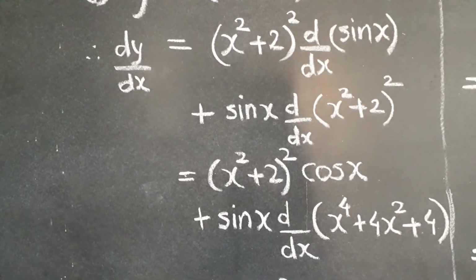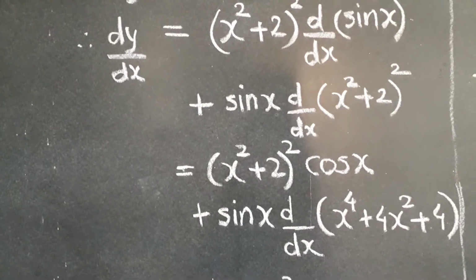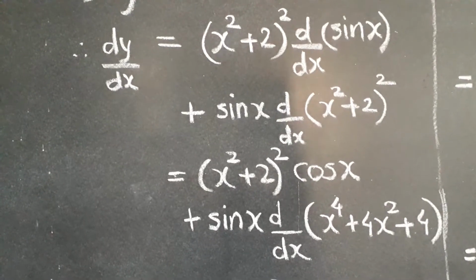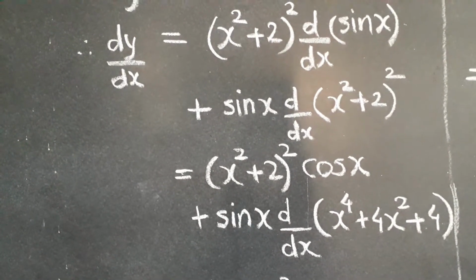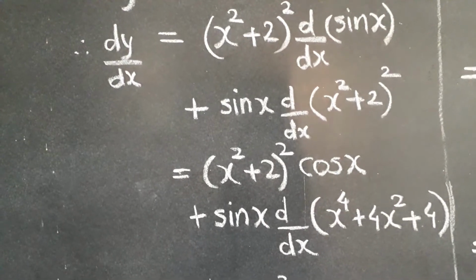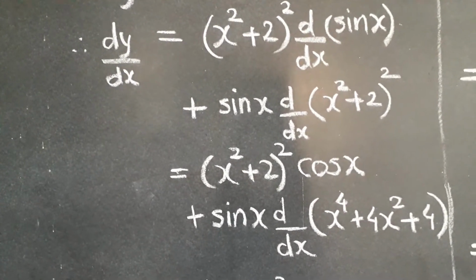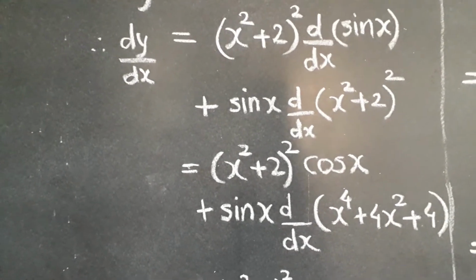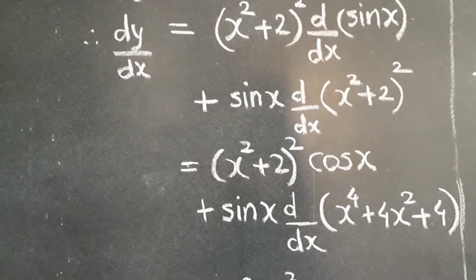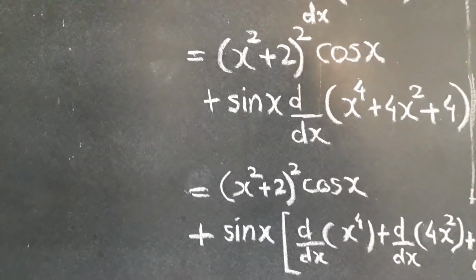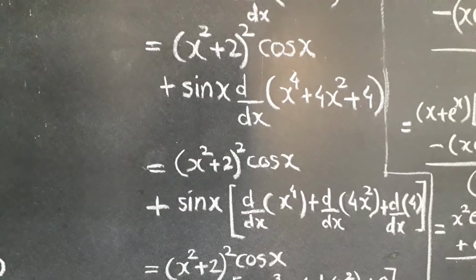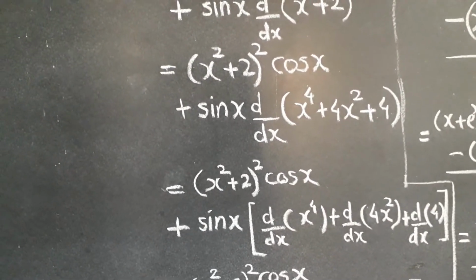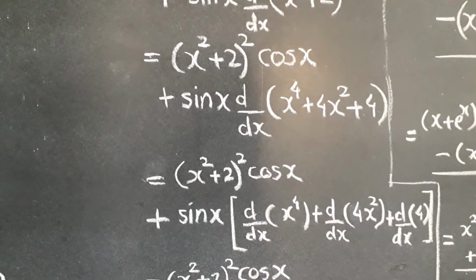So in the next step we will be finding the derivative d dx of x raised to 4 plus 4x square plus 4. How many terms are there? To find the derivative there are 3 terms, so obviously we have to find the derivatives of the 3 terms separately. Don't forget that sin x has to be multiplied with that, and so we write it in the bracket: d dx of the first term plus the derivative of the second term plus the derivative of the third term.